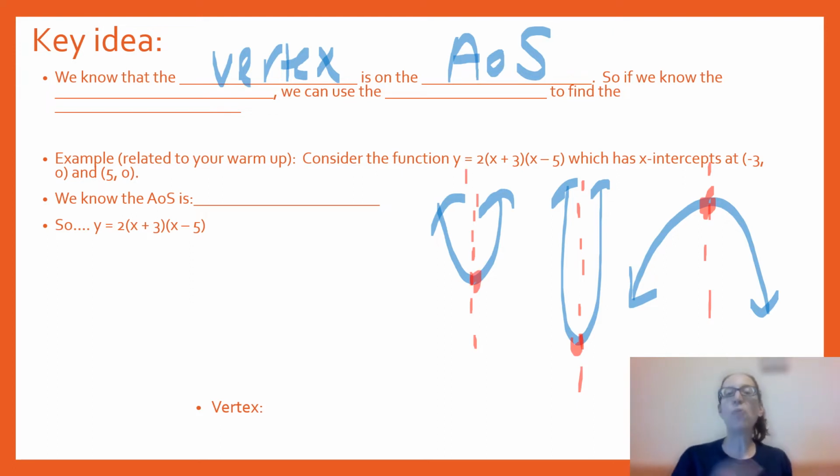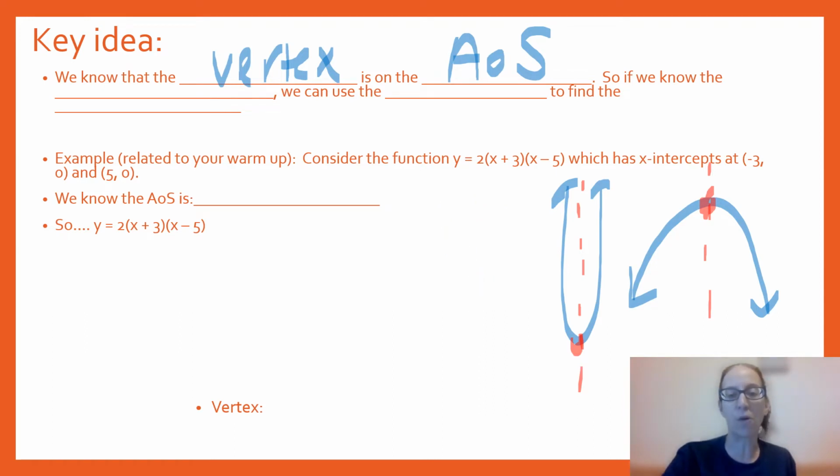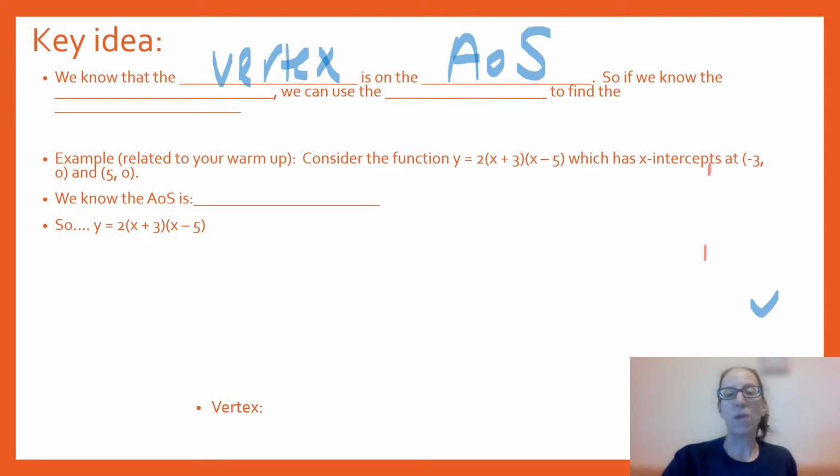And don't let me breeze by a statement like that. If I'm saying we know that the vertex is on the axis of symmetry and you're thinking to yourself, wait a minute, how do I know this? Stop me and ask me, Ms. Taylor, how do we know that? I don't want you just taking my word for it on all of this stuff. So here's the deal. We know that the vertex is on the axis of symmetry.